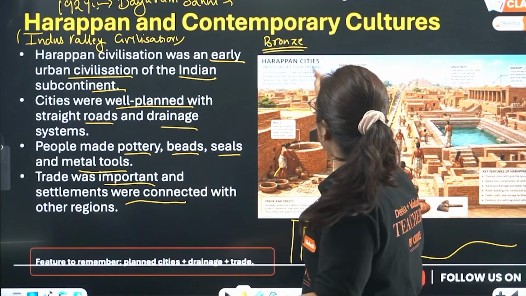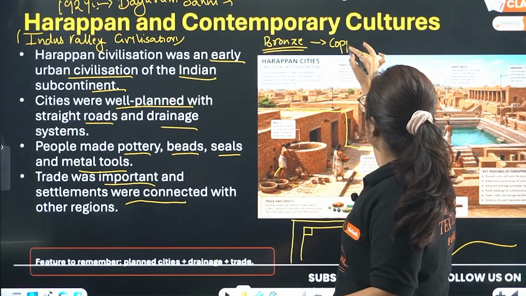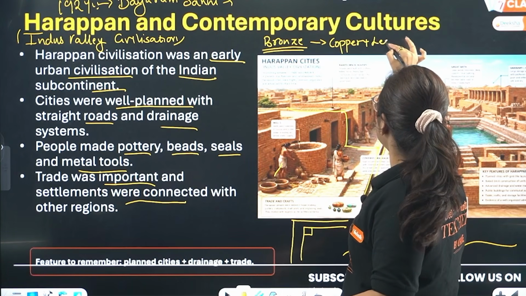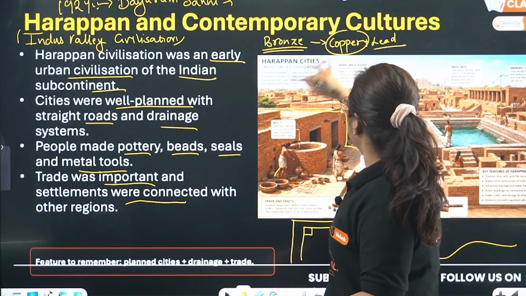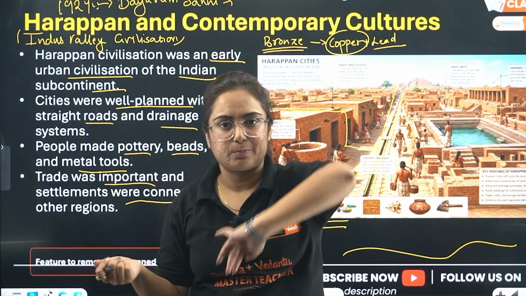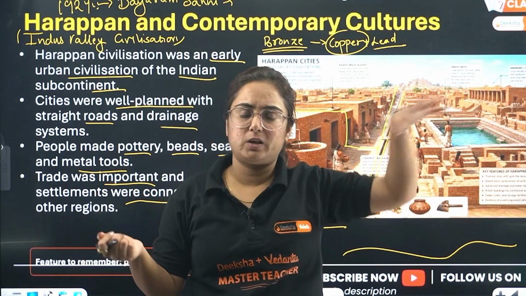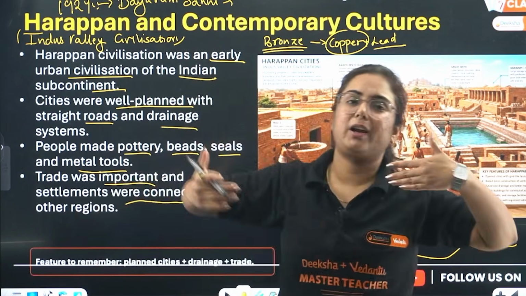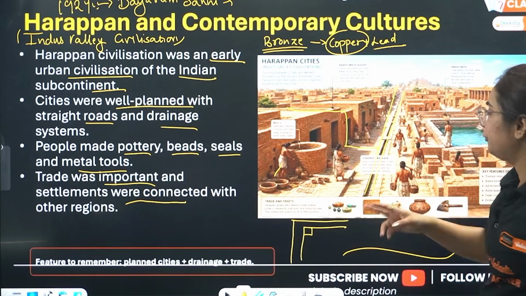How is bronze made? By mixing copper plus lead. So lead was available in India. For copper, we have the Khetri mine in Rajasthan, but lead was not available in that quantity. We imported it from other countries too. Sometimes copper was also exported. So this is how trade evolved between different civilizations.